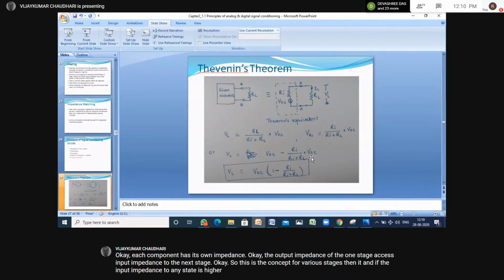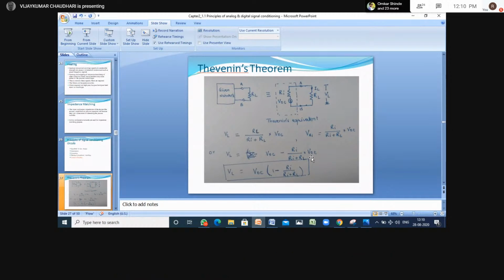What does Thevenin's theorem state? Thevenin's theorem states that any linear bilateral network containing any number of sources, between two terminals, can be replaced by a single voltage source and a single resistance or single impedance. In case of DC it is resistance, in case of AC it is impedance. The voltage source value is given by the open circuit voltage between the given terminals, and the resistance or impedance value is given by the equivalent impedance between the given terminals.